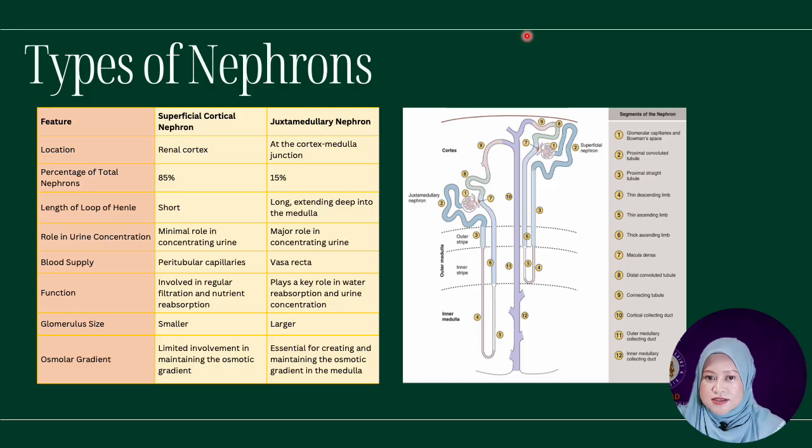Alright, so although juxtamedullary nephrons are fewer in number, they play a crucial role in water conservation and urine concentration. So basically, cortical nephrons carry out most of the filtration, while juxtamedullary nephrons are essential for concentrating urine and maintaining water balance.